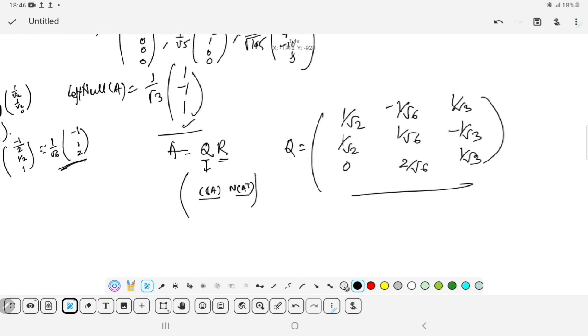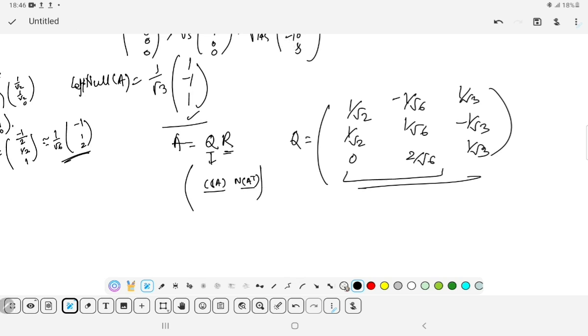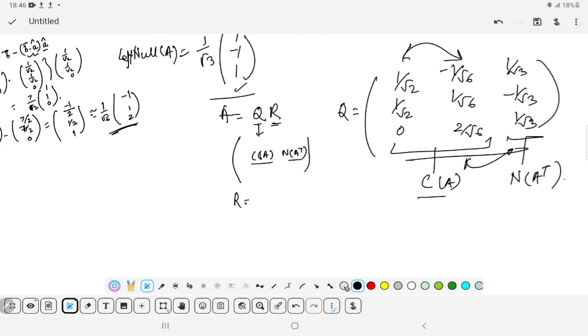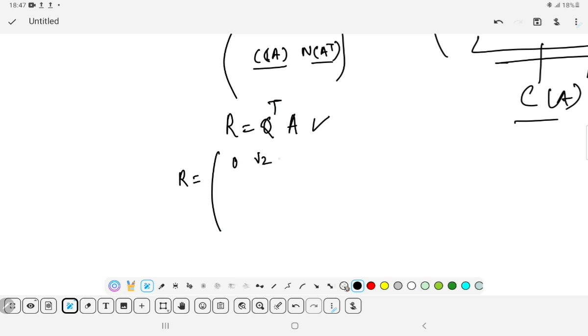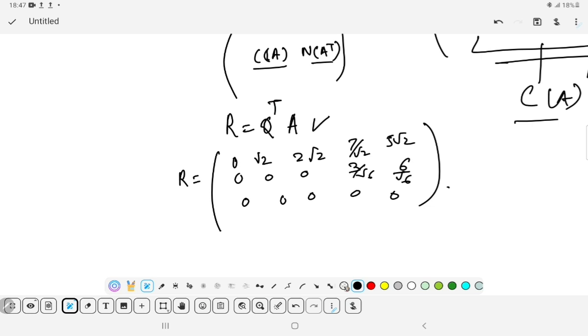And R how to calculate, Q is an orthogonal matrix, you can easily check. This is the column space of A and this is the left null space. These two will be orthogonal because the column space of A is orthogonal to the null space of A transpose. I have already shown, and these vectors individually are also orthogonal because I have performed Gram-Schmidt orthogonalization here. So overall Q is an orthogonal matrix, and as Q is an orthogonal matrix we can write R as Q transpose into A. I have already found it, so I am directly writing the answer. R will come 0 root 2 2 root 2 7 by root 2 5 root 2 0 0 0 3 by root 2 6 3 by root 6 3 by root 6 0 0 0 0. So you can see that it is the right triangular matrix.